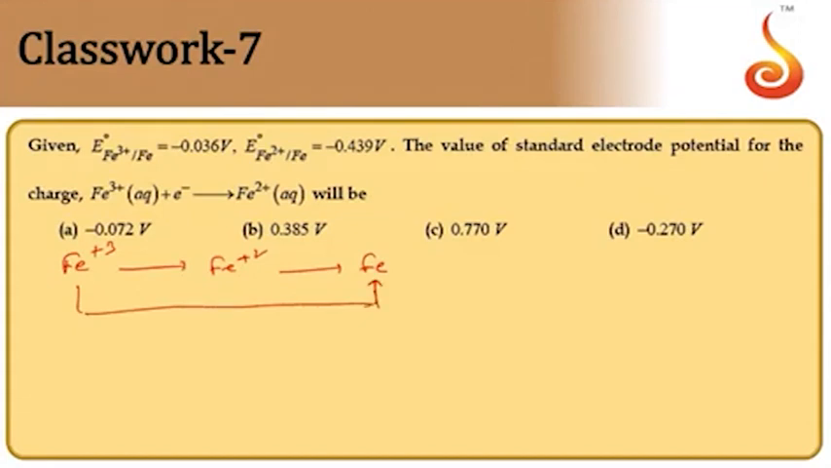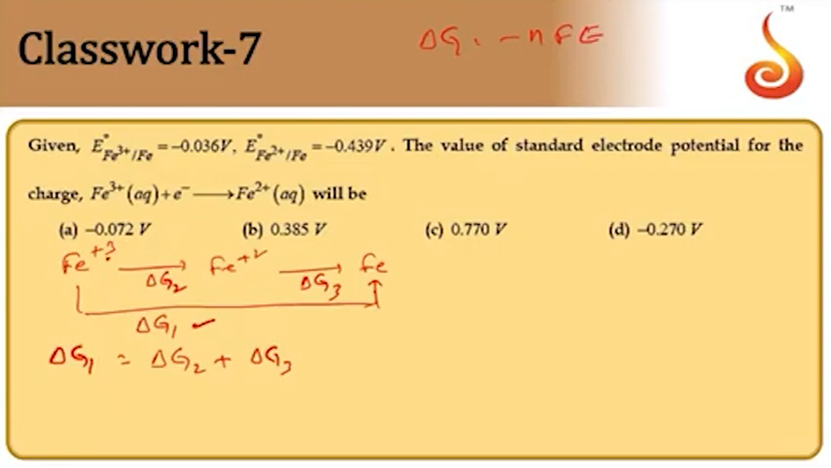So delta G will be additive in nature, but potentials are not additive in nature. So if you take this as say delta G1, this as delta G2, this as delta G3, we can write delta G1 is equal to delta G2 plus delta G3. And delta G is given as delta G is equal to minus nFE. In this case, number of electrons is equal to 3 because Fe3+ to Fe we have. Here the value of n will be equal to 3.